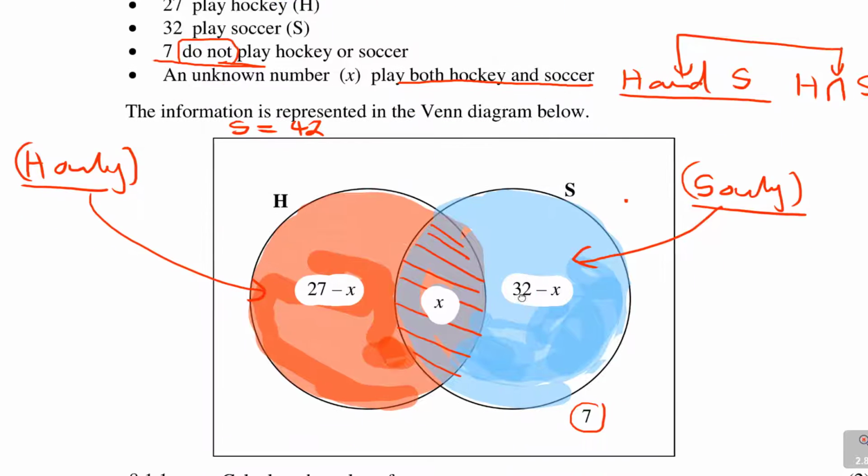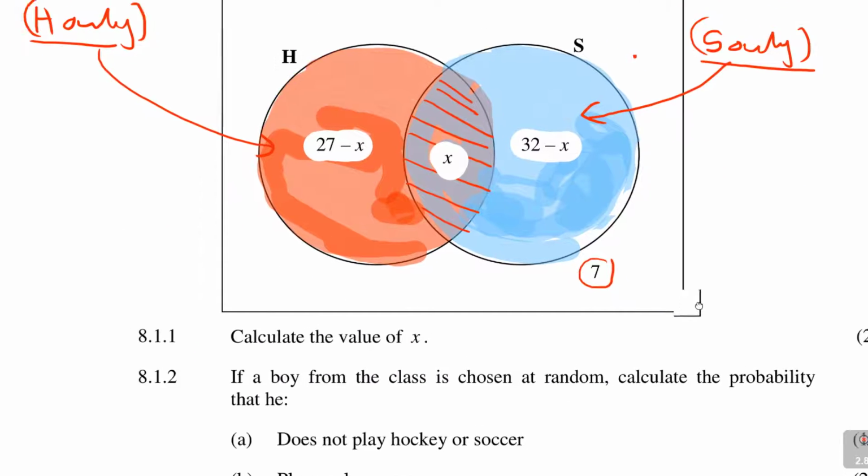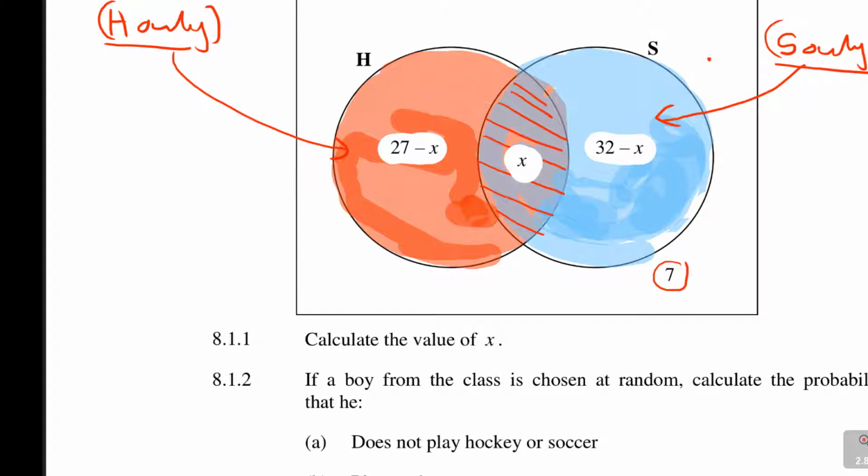So now if they give you information to calculate the value of X, this is what you need to do. It's not complicated, but you need to be very sensitive. You are going to take the 27 minus X and then you add the X and then you add the 32 minus X.